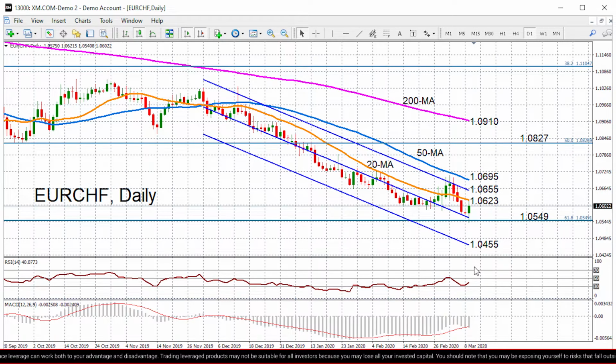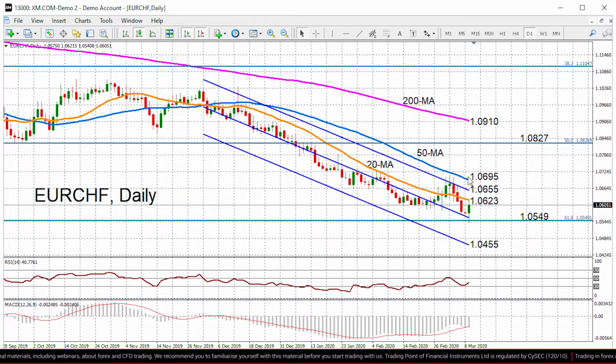Immediate resistance is at the 20-day moving average, 1.0623. So if we do see euro franc climbing above the 20-day MA, that would potentially strengthen the positive momentum, and we could see the euro franc being able to climb back above that descending channel. We did see some spikes in late February, and then we've got the 50-day MA at 1.0695.